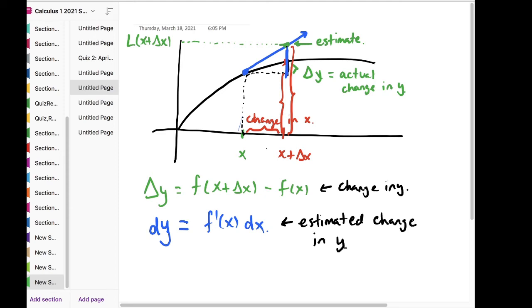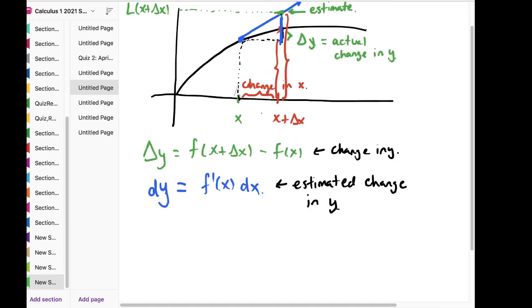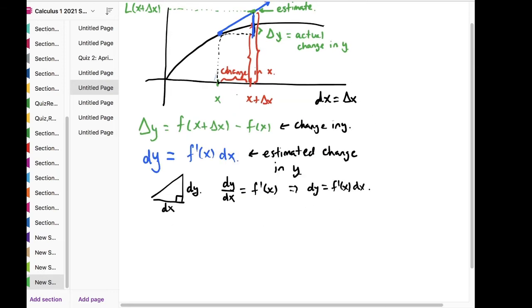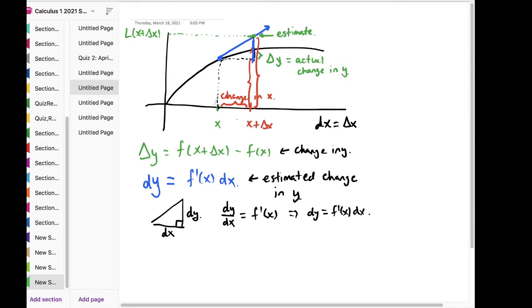And we figure that out based on the triangle, right? The dy divided by dx. So in this triangle, dx, oh, by the way, dx is equal to delta x. There's no difference there. dy divided by dx is the slope, which is our derivative. And then solving for dy, we get dy is equal to f prime of x dx. Okay, so how can we use this to estimate something like 2.001 to the fifth power?